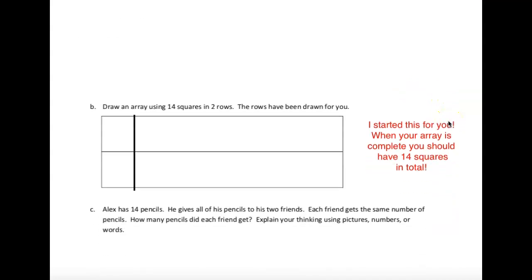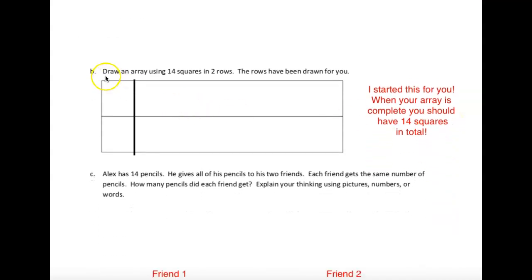B, draw an array using 14 squares in 2 rows. The rows have been drawn for you. So this line down the middle here is separating the rows. So this is the first row, this is the second row, and then I started drawing the first column for you. When you're done, your array should have 14 squares in total.